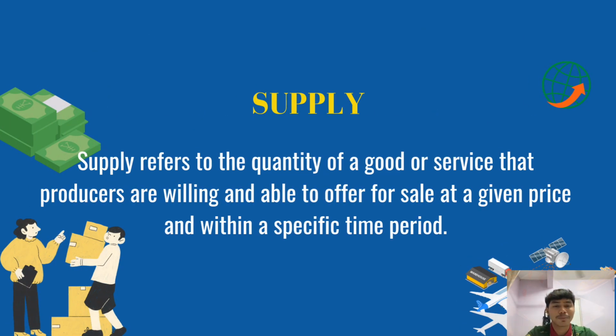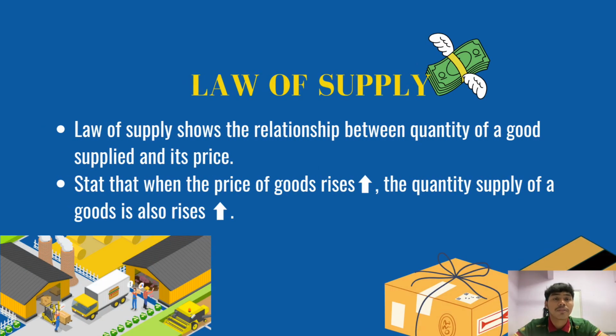Now I will talk about supply. Supply refers to the quantity of a good or service that producers are willing and able to offer for sale at a given price and within a specific time period. It represents the producer side of the market, showing how much of a product they are willing to provide to meet the demand at various price levels. In supply, there is also the law of supply. The law of supply shows the relationship between the quantity of a good supplied and its price. It states that when the price of a good rises, the quantity supplied of the good also rises.